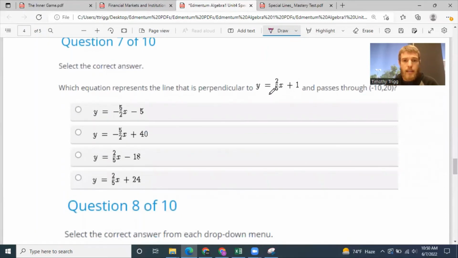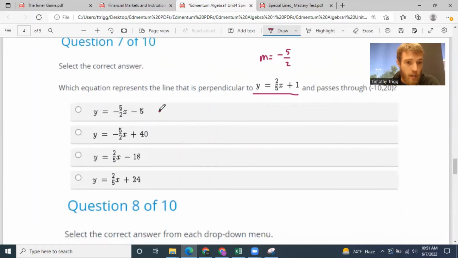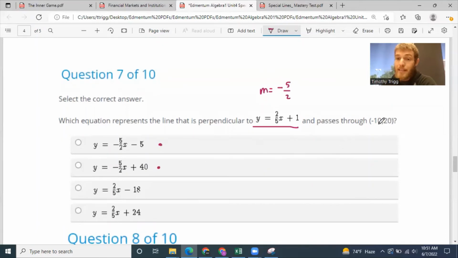Which equation represents a line that is perpendicular to this line and passes through negative 10 comma 20? Well, since it's perpendicular to this line, I would look at the slope. The slope is 2/5. So a perpendicular line would have to have a slope of negative 5/2. So first of all, the correct answer would have to have a slope of negative 5/2. So it's either this first one or it's this second one. It's one of these two answer choices here. Now I'm going to replace x and y with these coordinate points here to figure out which one's correct.